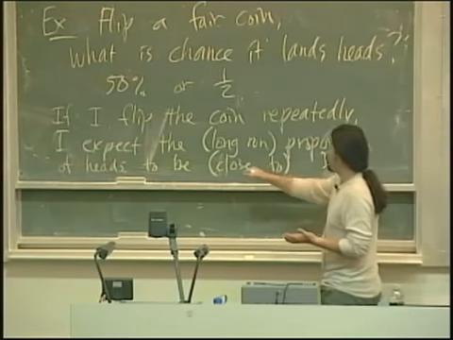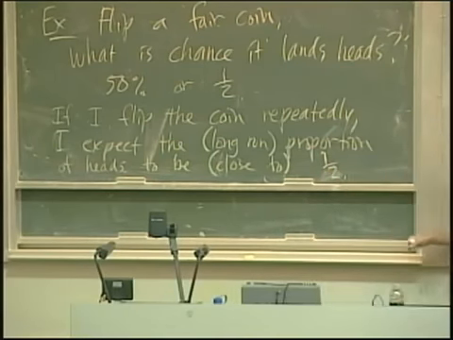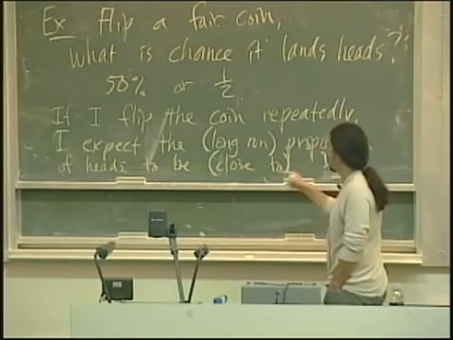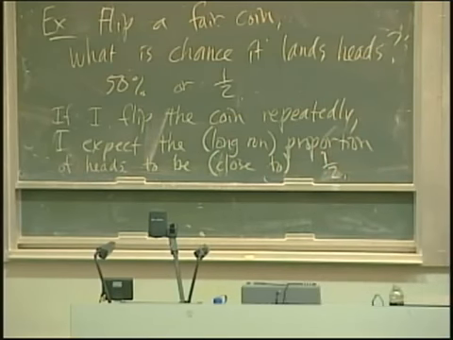Now, it won't necessarily be exactly 1/2, and that's something we'll talk about more later, but with this long run idea, it should be very, very, very close to 1/2. If you flip the coin enough times, your proportion of heads should be extremely close to 1/2. So that's what I mean when I say 1/2. You can expect the proportion to be 1/2, and it should at least be very close.